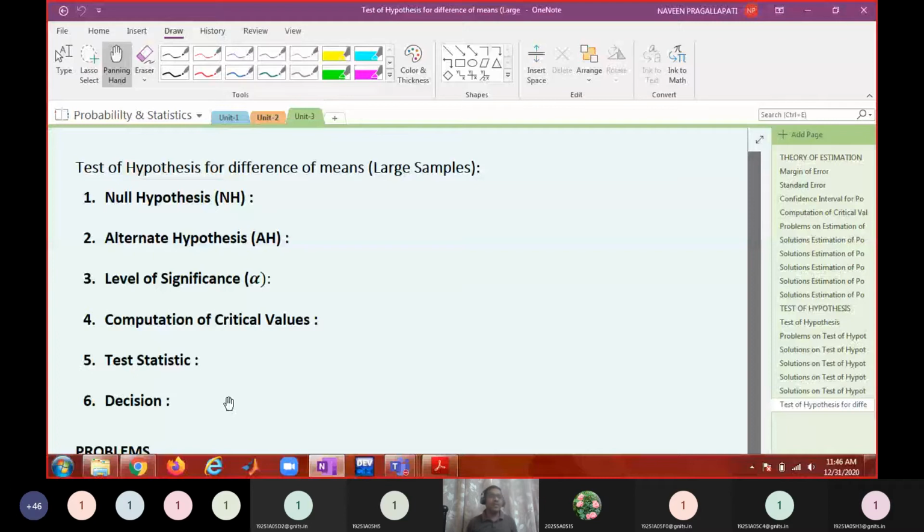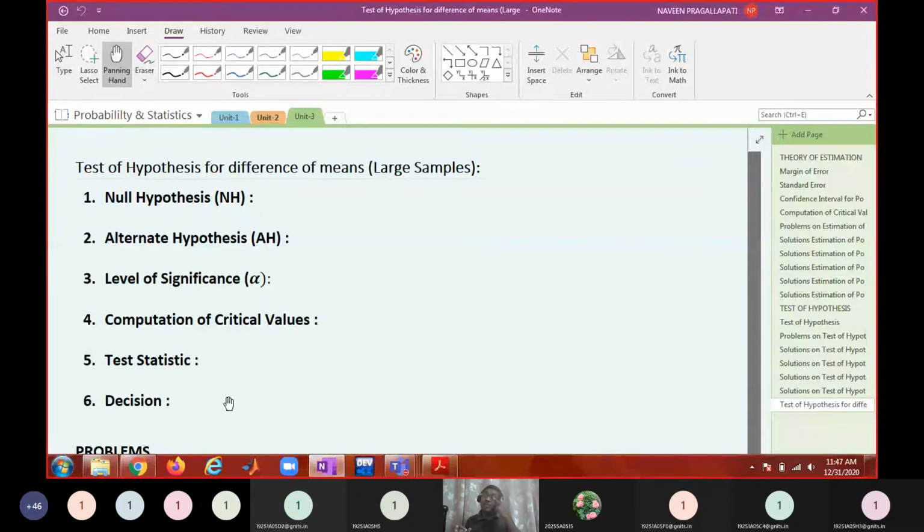So sometimes we may have to compare two samples or two populations. We may have to say whether there is no difference between these two populations, or there is a significant difference between these two populations, or one population characteristic is better than the other population characteristic. That means one is superior to the other, or the other one is inferior.